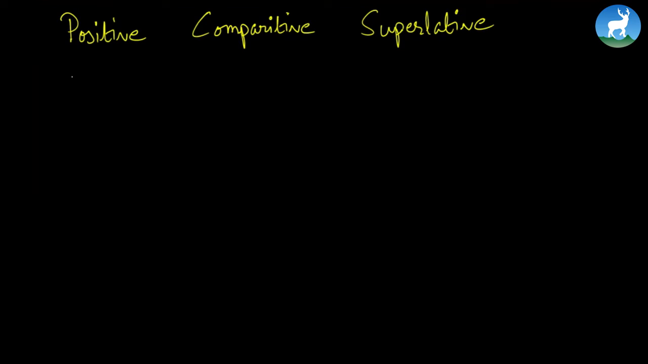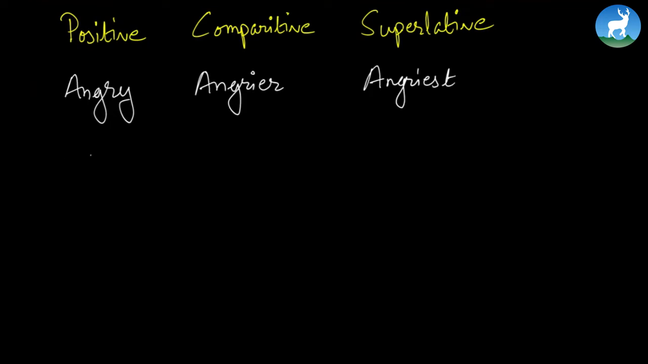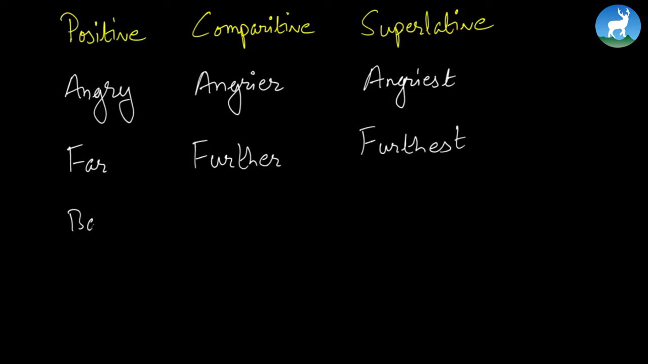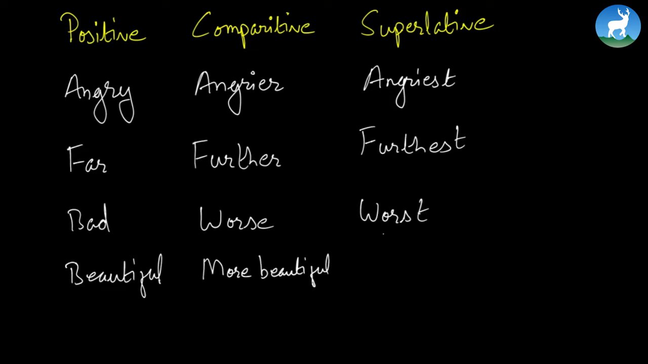Let's say if we have something like angry as an adjective here, its comparative form becomes angrier and superlative form becomes angriest. Similarly if we have something like far, in terms of distance, the comparative of far becomes further and its superlative becomes furthest. If the positive adjective here is bad, its comparative becomes worse and superlative becomes worst. Again, moving further, what if it's beautiful? Its comparative becomes more beautiful and its superlative becomes most beautiful. So this is how the adjective changes its form when we compare.